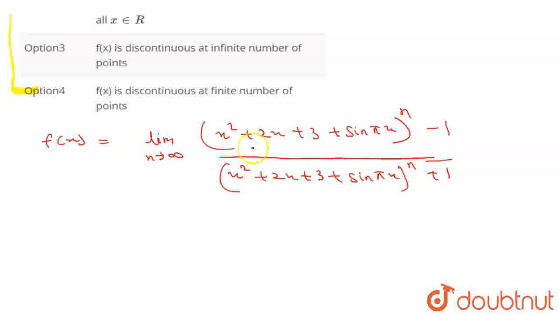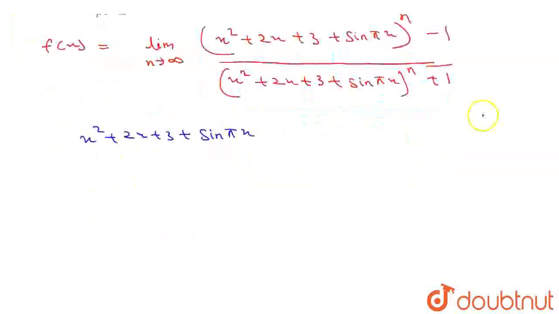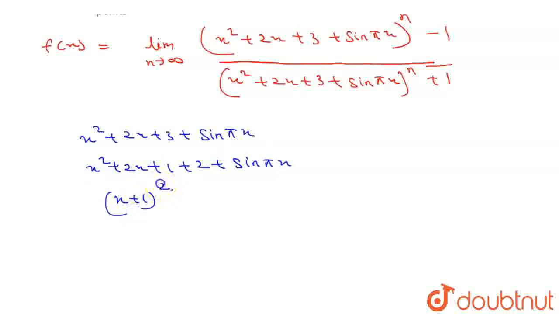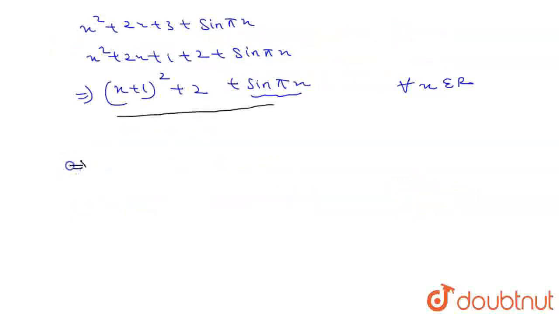Now basically, we can write x square plus 2x plus 3 plus sin pi x as x square plus 2x plus 1 plus 2 plus sin pi x. Now, we can write as (x plus 1) whole square plus 2 plus sin pi x, for all x belongs to real number.